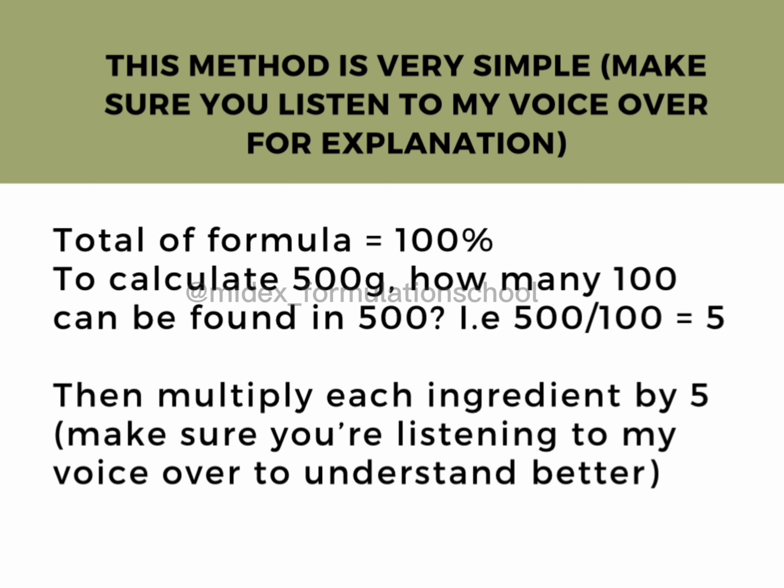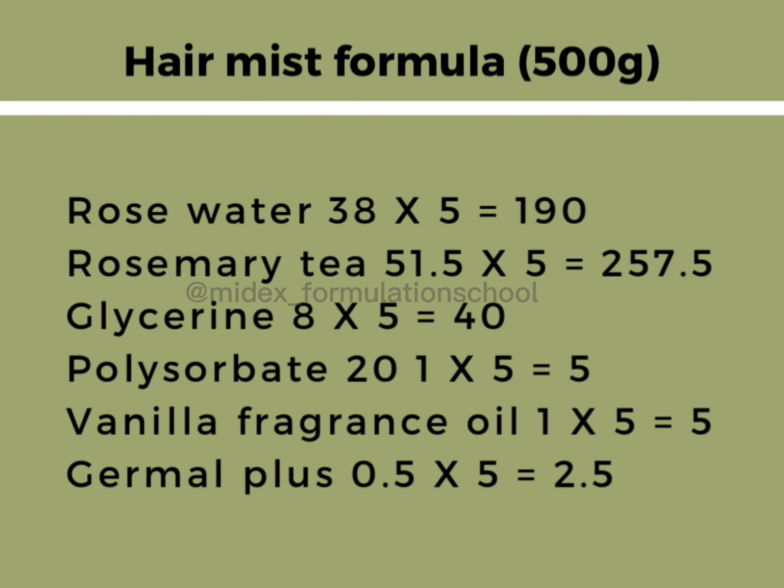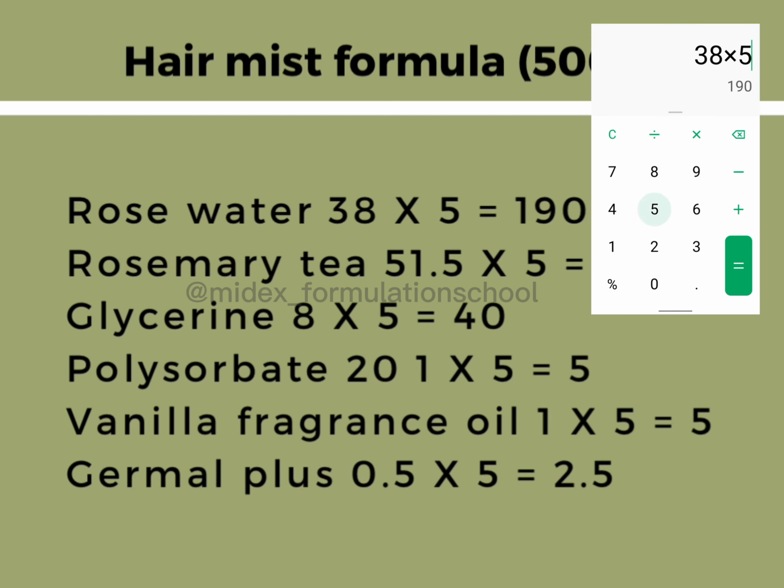Now let's apply what we've been saying in this formula. So we can see our MS formula here, and as I said, how many 100 do you see in 500? That is 5. So it means you are going to multiply each of your ingredients by 5. So I'll say rose water 38% times 5 is 190. Rosemary tea 51.5 times 5 is 257.5, and so on. So that's how I'm going to do it. Let me give you another example.